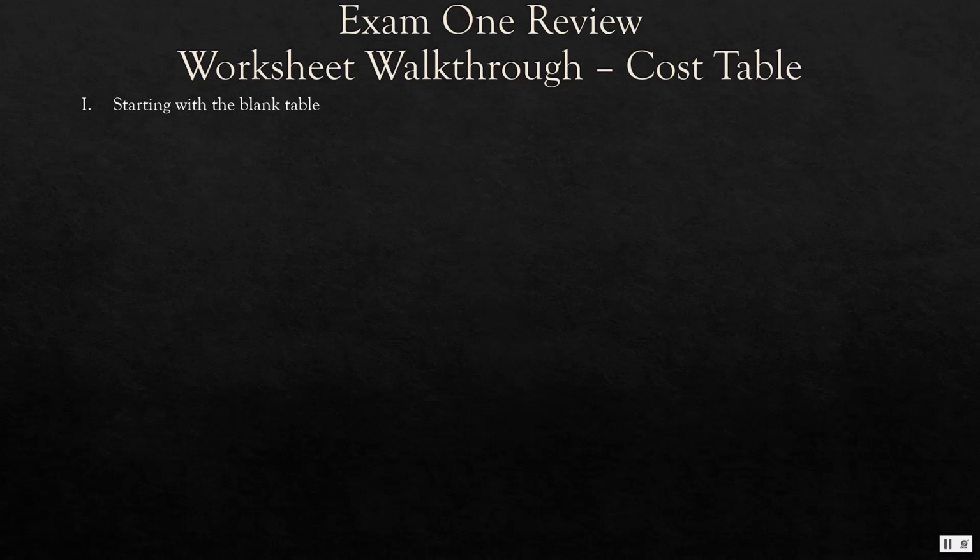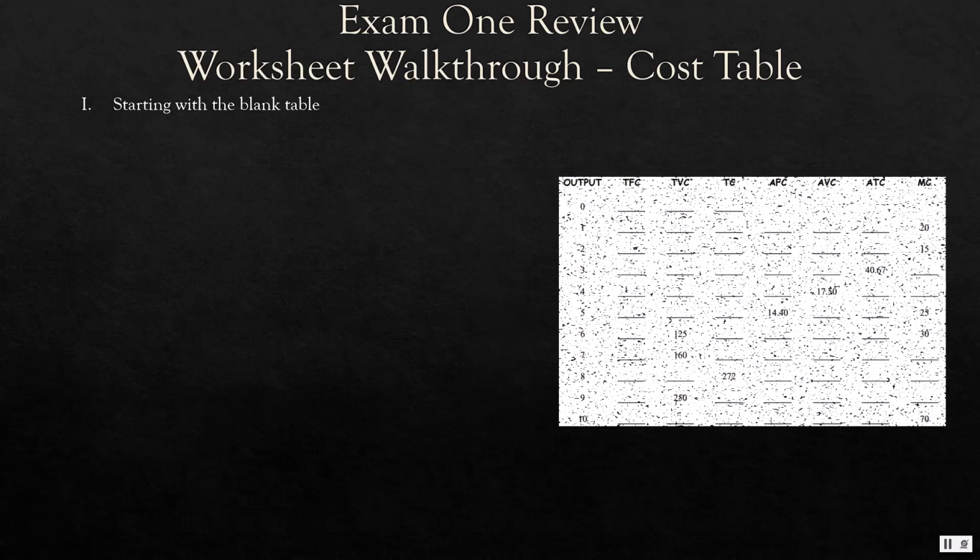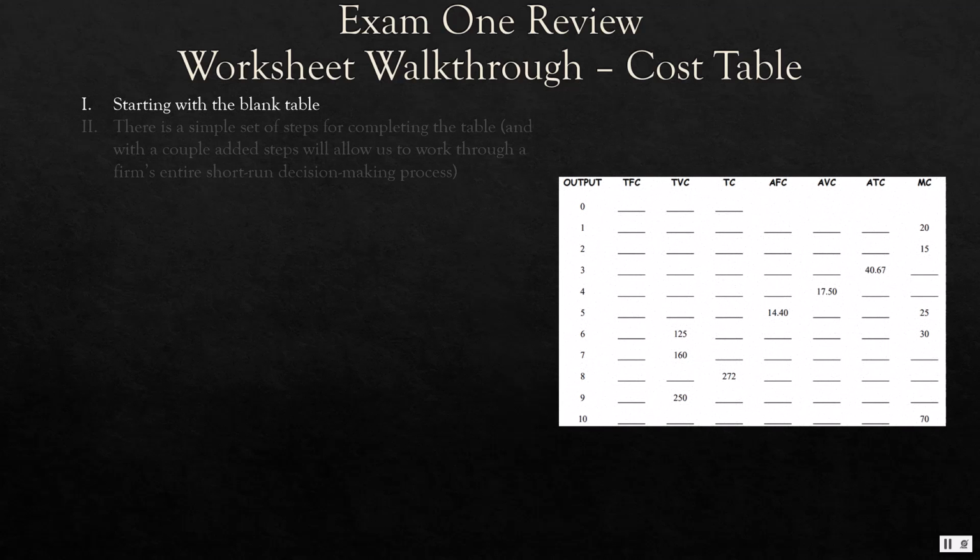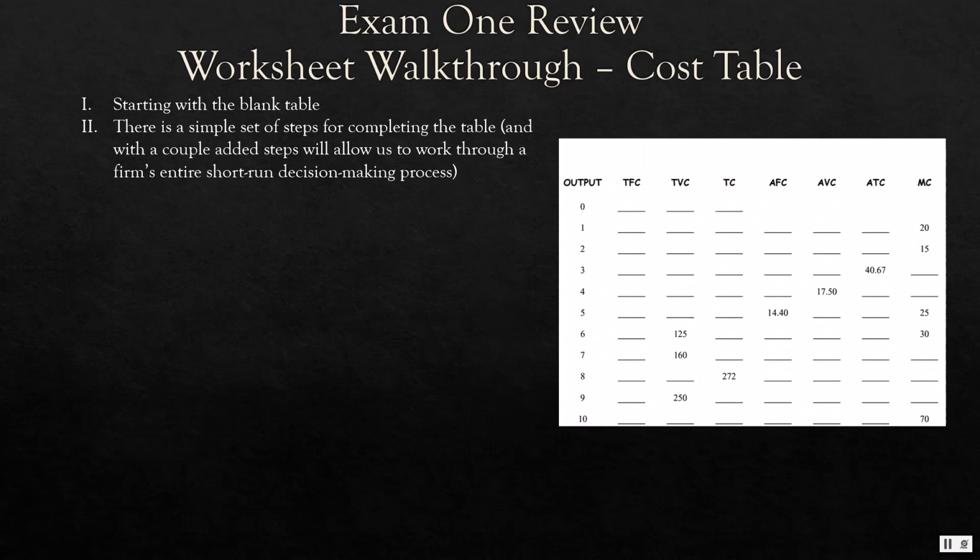So let's take a look at how that's going to work in terms of the steps. Now there's a simple set of steps for completing a cost table, and actually we'll add a step to this once we've completed chapter 9, and we'll be able to use the same set of steps with the additional step added to look at the short run decision making process of a firm and how they can maximize their profits.